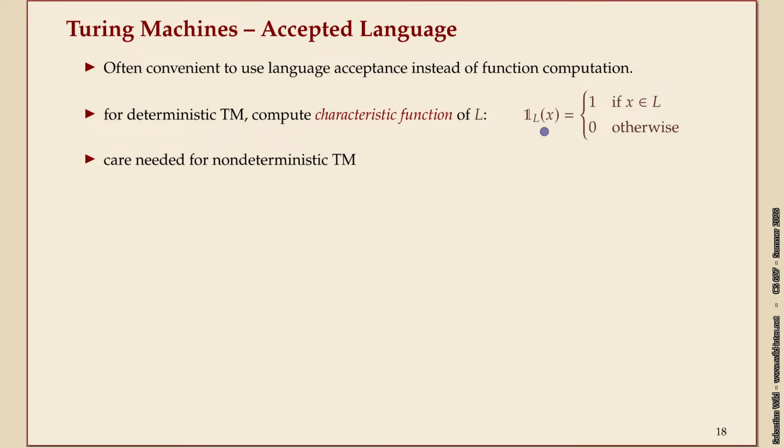Formally, just say the language is a set of strings, so it has a characteristic function. It's a function that is 1 if the input is part of the language and is 0 otherwise. And so you can just have the machine compute that function. You give it a string and it either outputs 1, then it's part of the language, or it outputs 0, then it's not part of the language.